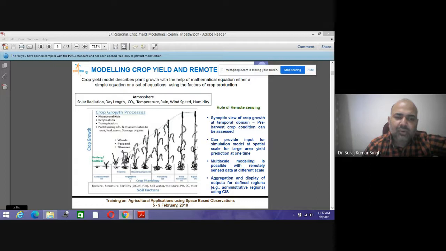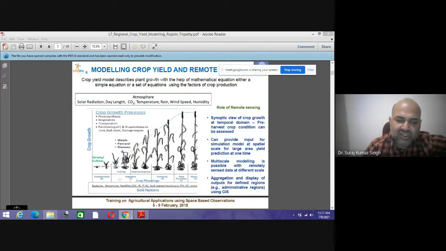where you have to identify the crop growth processes. What is the photosynthesis, what is the respiration, transpiration, partitioning of C and N assimilates to root, leaf, stem, storage. What are the various kinds of weed, pest, and disease infection?